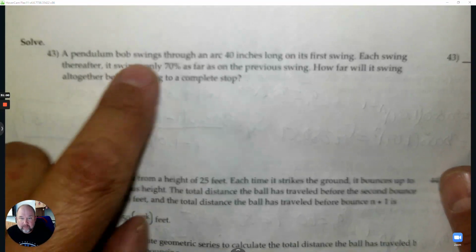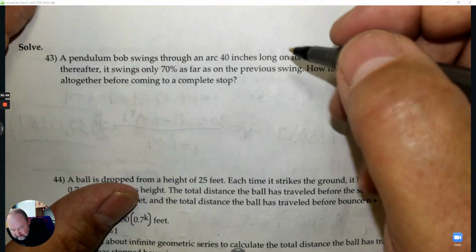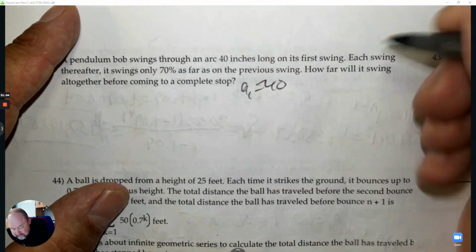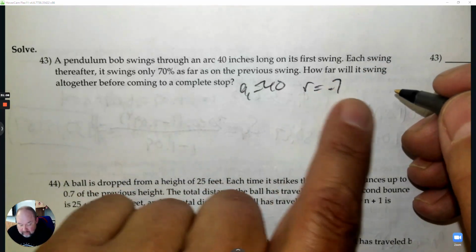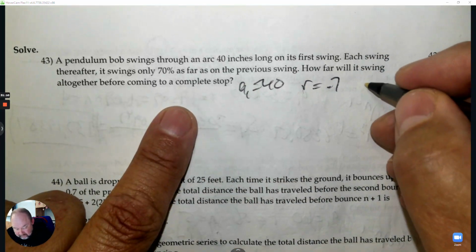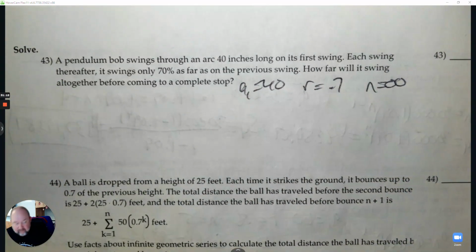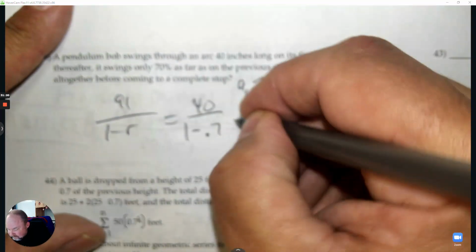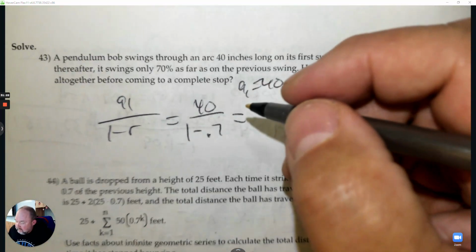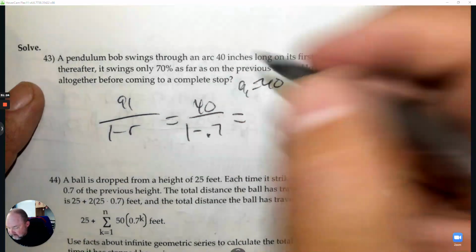All right, a pendulum swings through an arc of 40 inches to begin with. That's A1. Each swing thereafter only 70%. How far will it swing altogether before it stops? So that's like going to infinity. So the formula is A1 over 1 minus R. So that is 40 over 1 minus 0.7. And that's 133 swings.